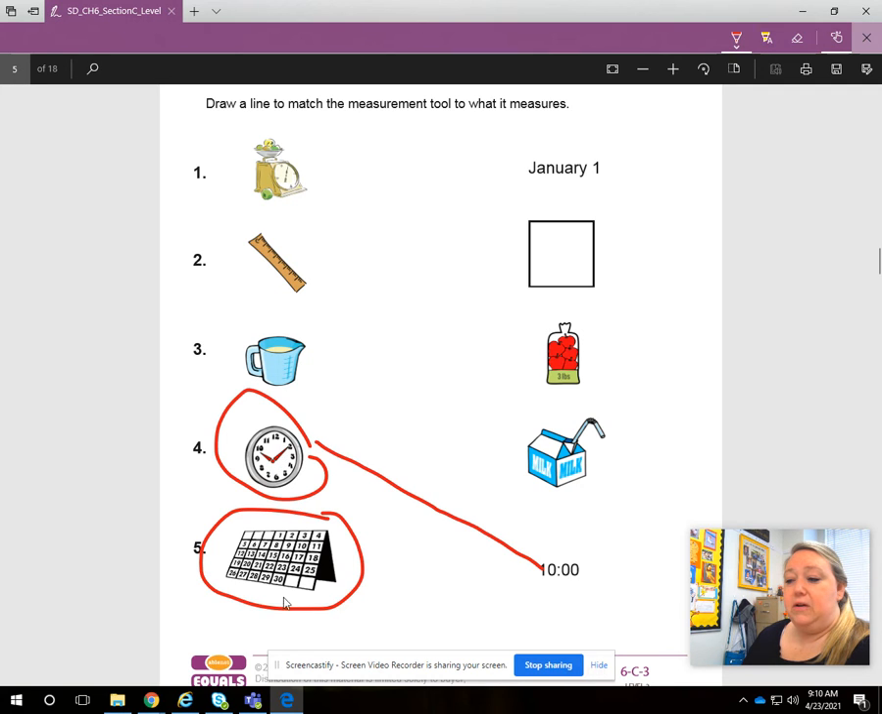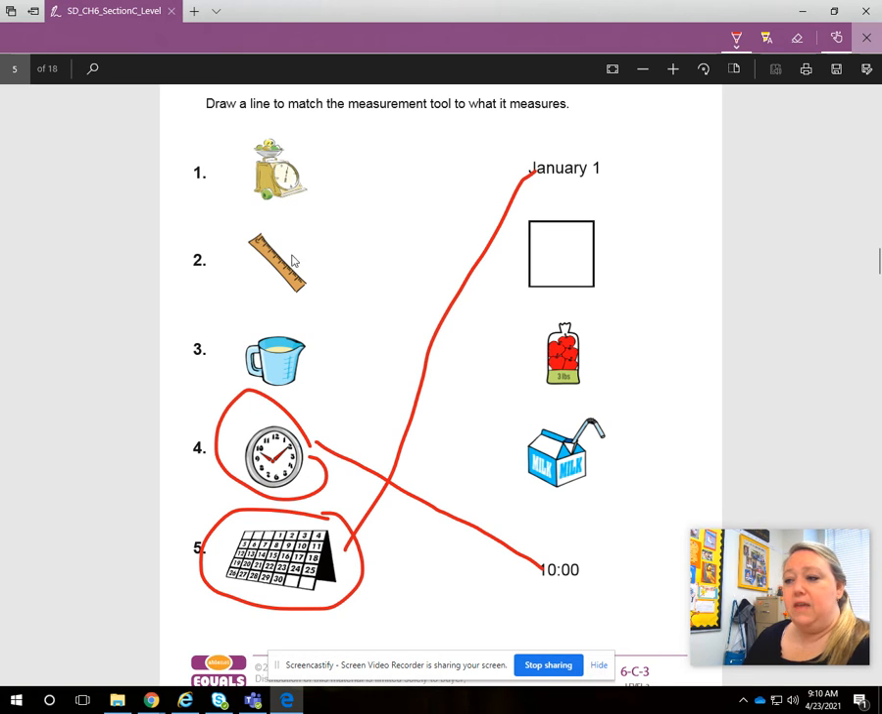And the one down here at the bottom is our calendar. Our calendar kind of measures the days. So it tells us what day during the month it is and keeps track of the days. And so if we were doing that, January 1st would be the correct answer there. So we're kind of on the fence with the clock and the calendar, especially the calendar, as far as a measurement tool goes. But they do measure the days, the months. The clock measures the time of day and how much time has passed.